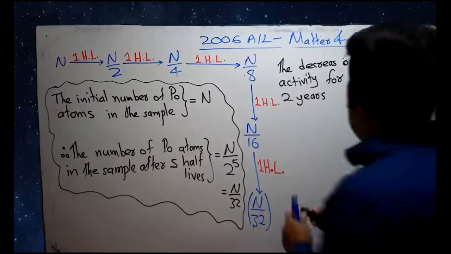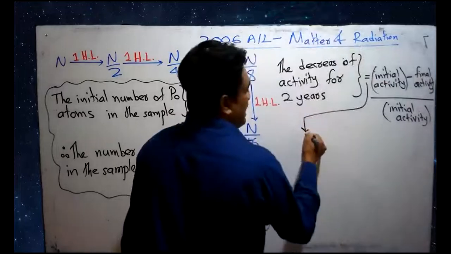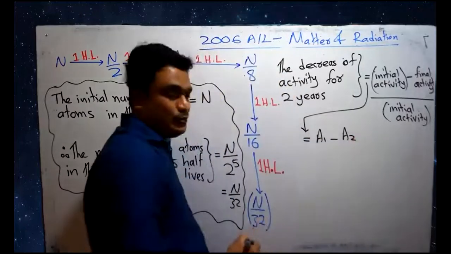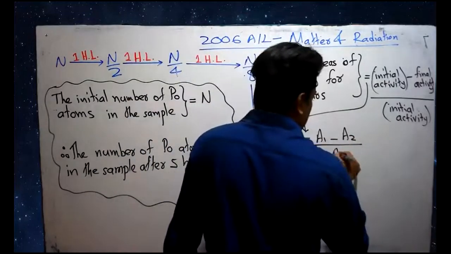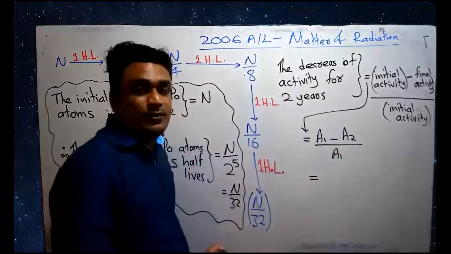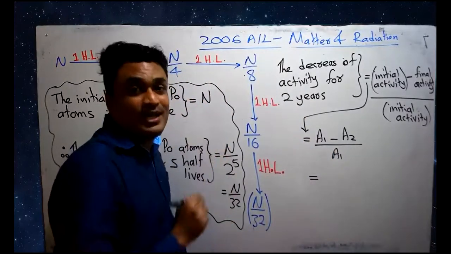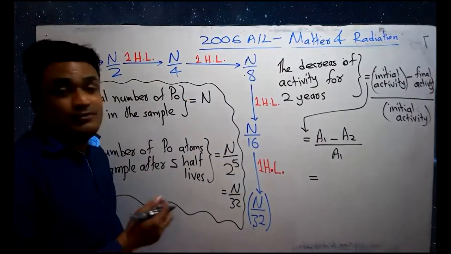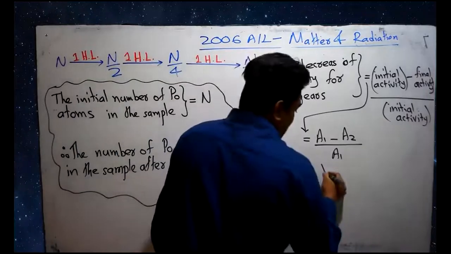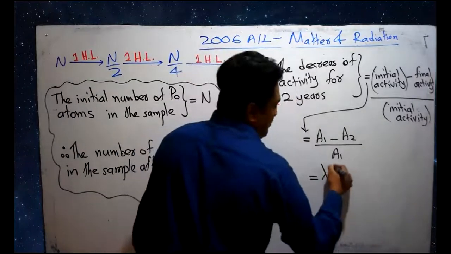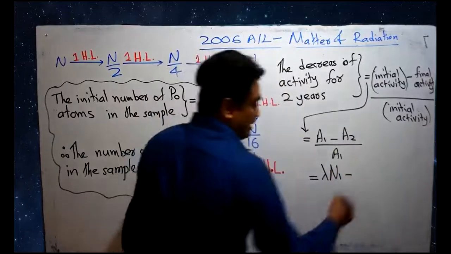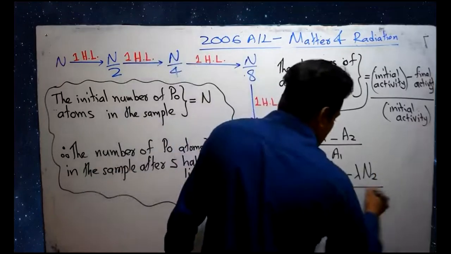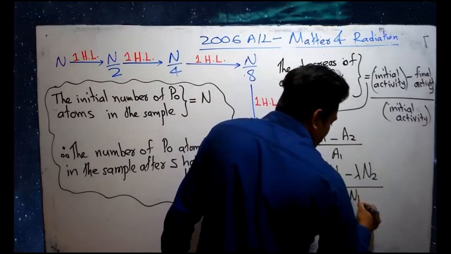Right, initial activity can be indicated as A1. Final activity can be indicated as A2, divided by initial activity A1. Activity is given by the equation A equals lambda N. We have proved it. Activity, capital A, equals lambda times N. So initial activity is lambda times N1. Final activity is lambda times N2, divided by initial activity lambda N1.